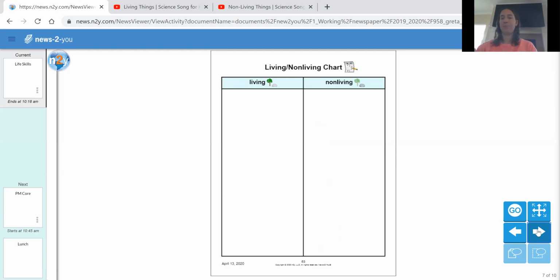So our living chart here. A plane. Is it living? Does it breathe, eat, grow? Then no, it's a non-living thing. So we're going to put it on the non-living side. You'll use your glue stick because I don't have one, so I'm taping it. Okay. And a dog. What do you think a dog is? A dog moves, it breathes, it eats, so it's a living thing. So we're going to put it on this side right here with living.